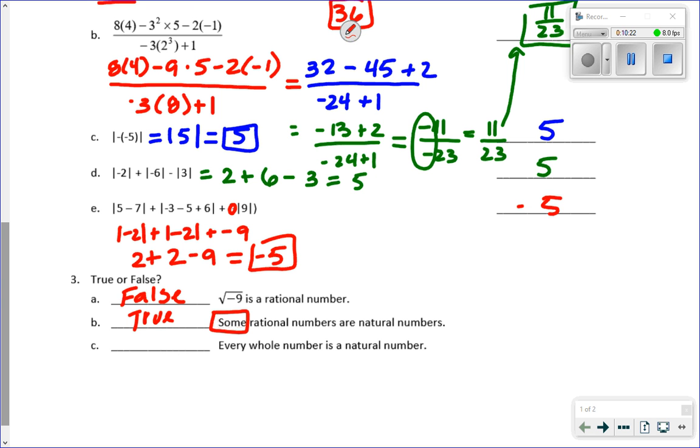Every whole number is a natural number. Whole numbers start at 0 and go in the positive direction. Natural numbers start at 1 and go in the positive direction. So because it says the word every here, it's false, because 0 is not a natural number.